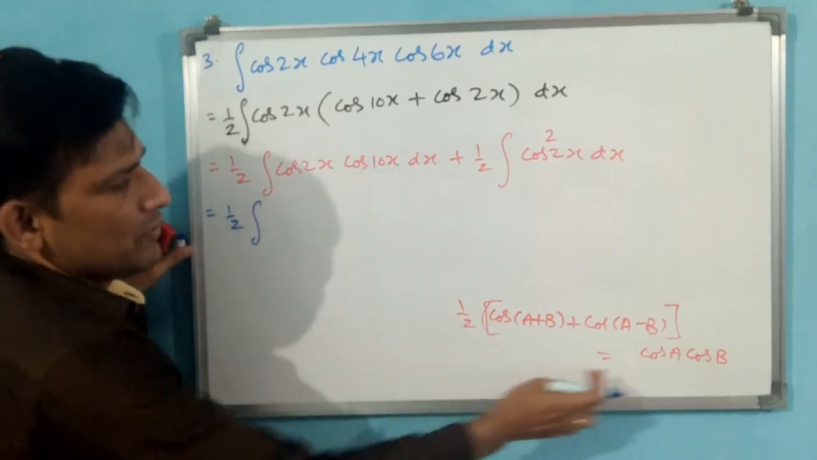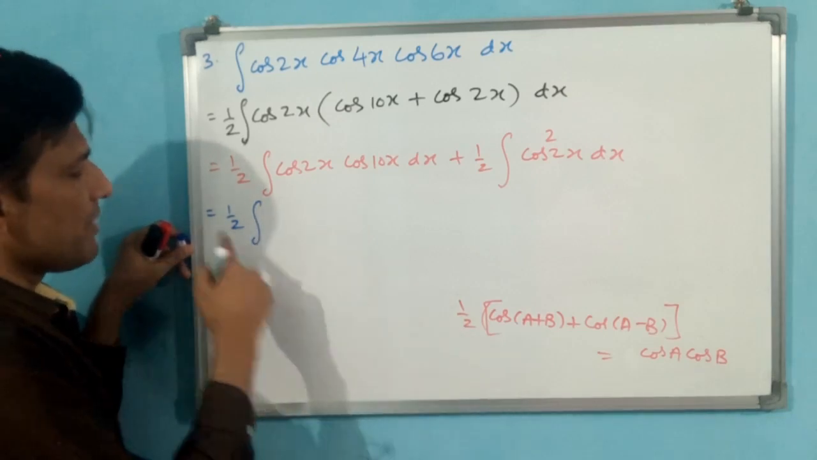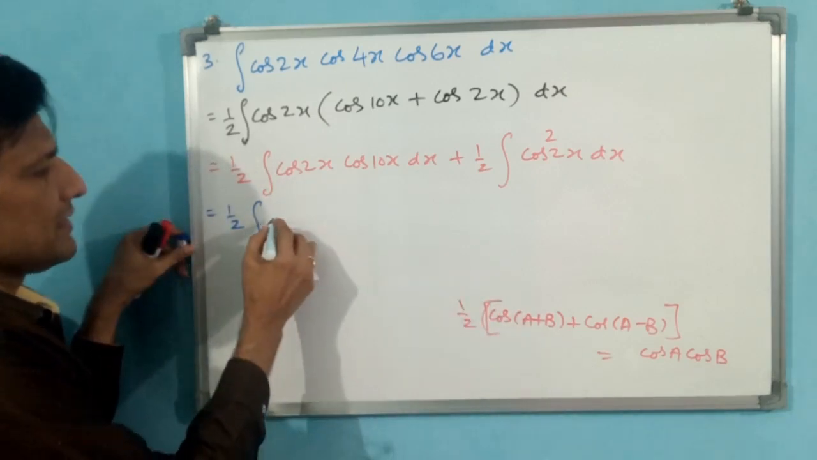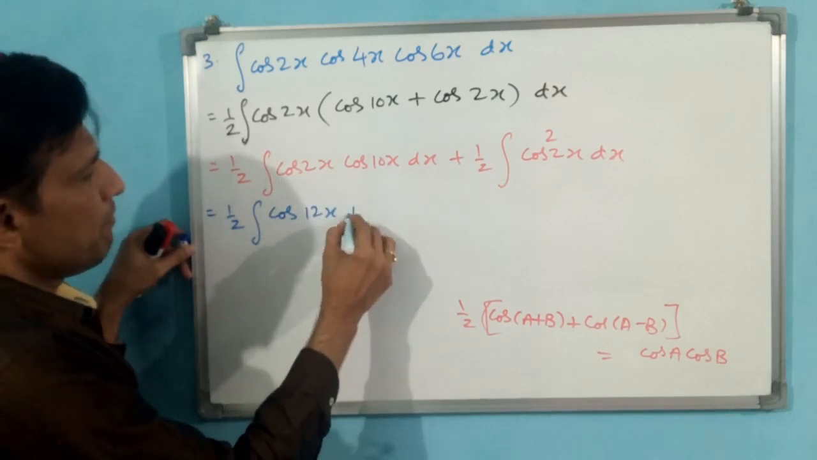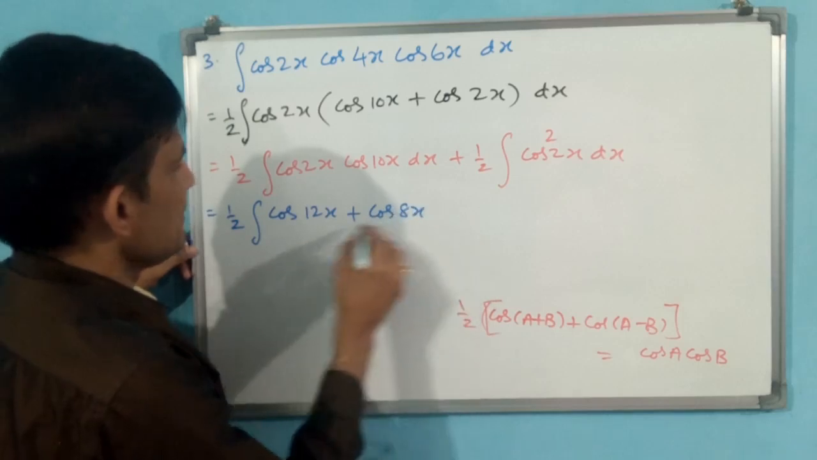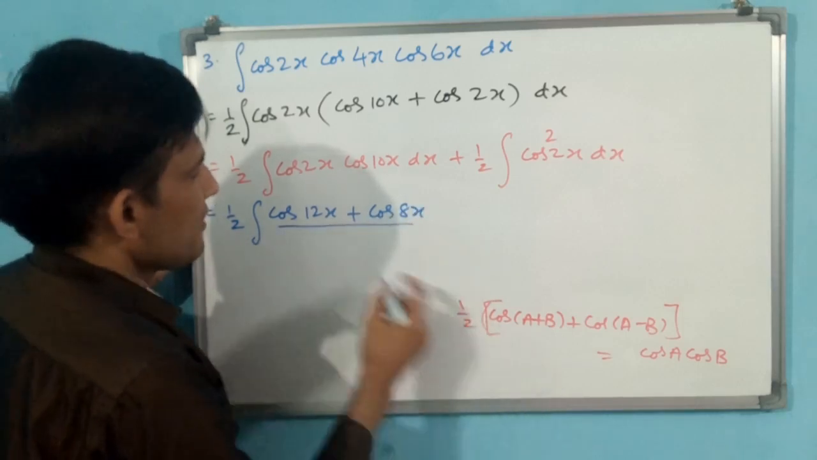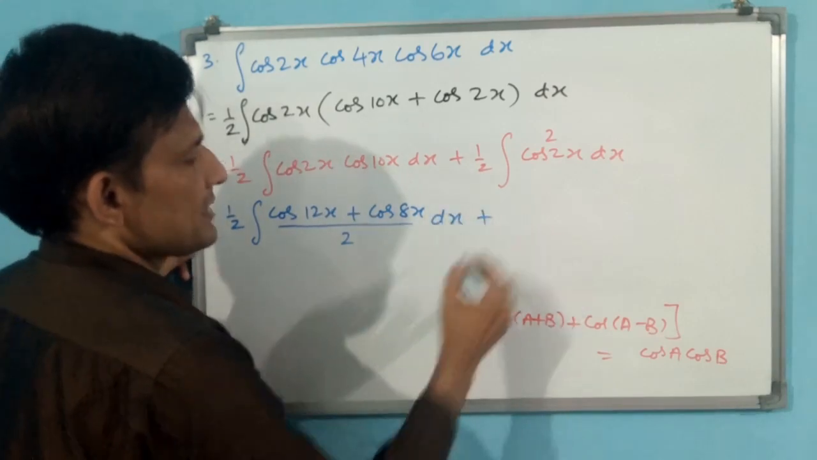See, cos a cos b, 1 by 2. 1 by 2 means again. Okay, I will write 1 by 2 afterwards. First of all, let me complete this. Cos a plus b, 10 plus 2, 12x plus cos a minus b, 10 minus 2, 8x divided by 2. 1 by 2 is there. Okay, this 1 by 2 afterwards we will take 1 dx plus.